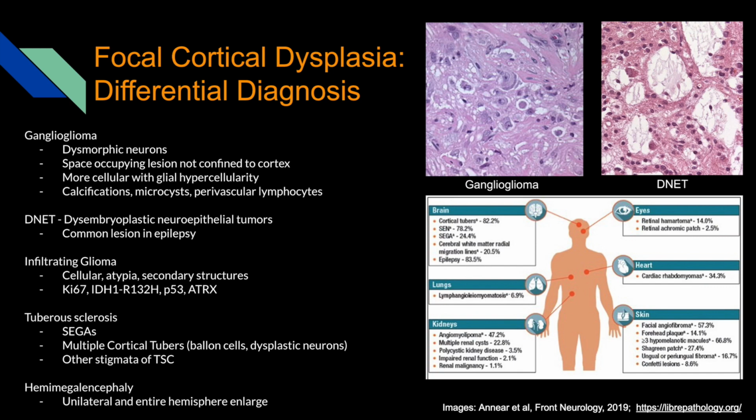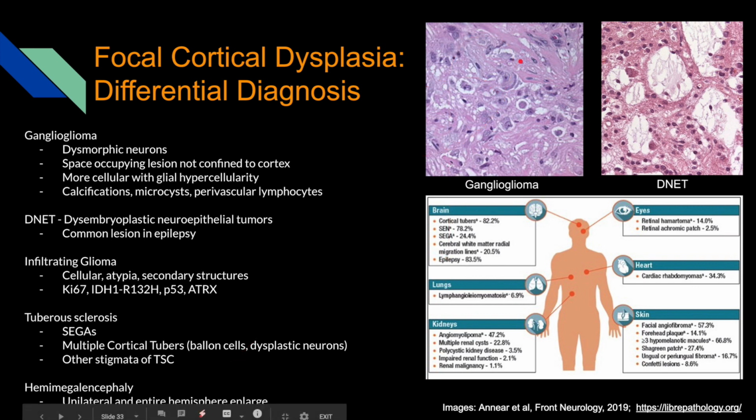So, differential diagnosis of focal cortical dysplasias. There's gangliogliomas and DNETs. These are tumors that are benign. They're not benign. There's no such thing as a benign brain tumor, but they're low-grade lesions. They're WHO grade 1. And if you resect them, patients do quite well. They don't recur. And usually their epilepsy goes away. And you can see why they're on the differential.